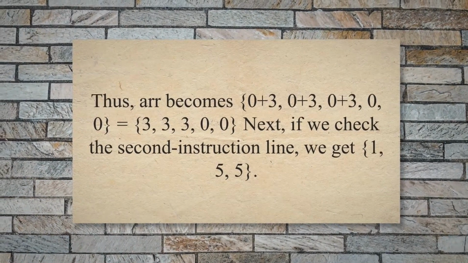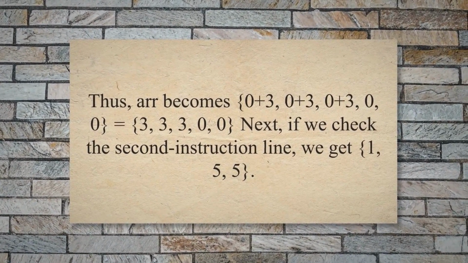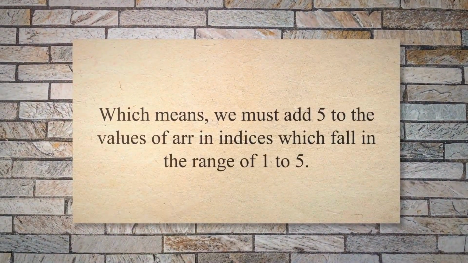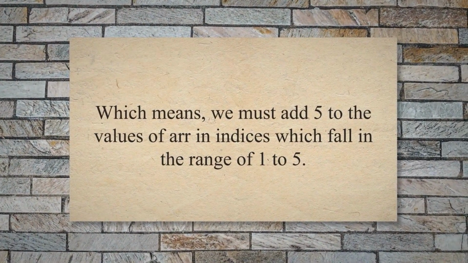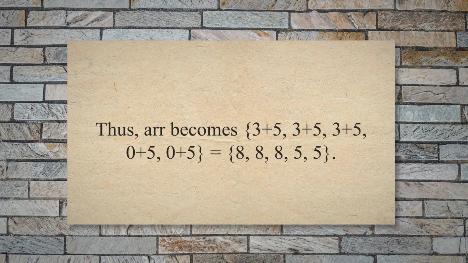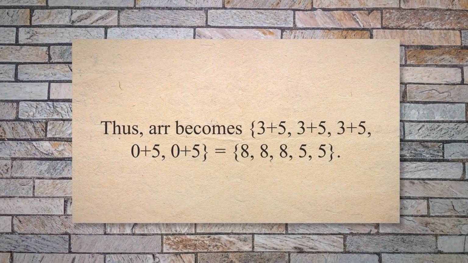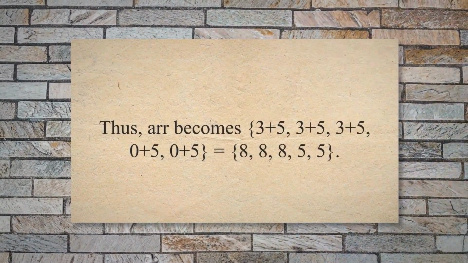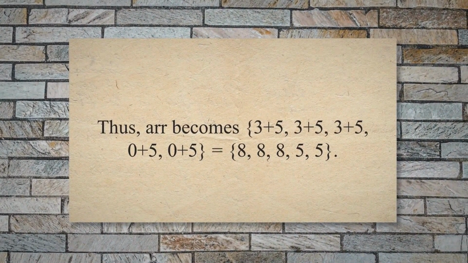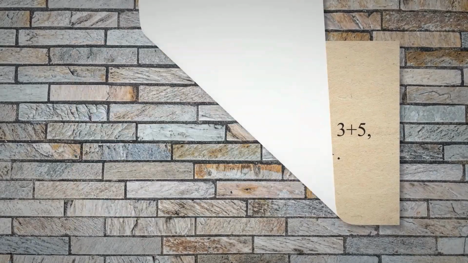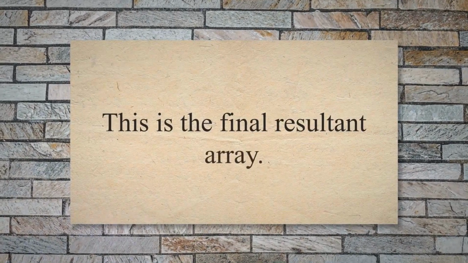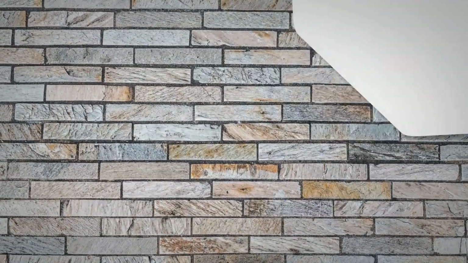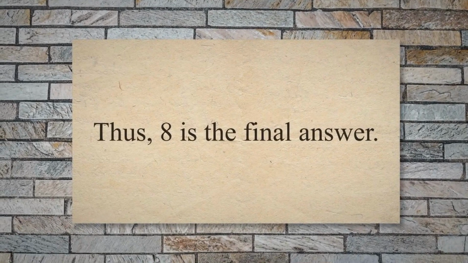Next, if we check the second instruction line, we get 1, 5, 5. Which means, we must add 5 to the values of our n indices, which fall in the range of 1 to 5. Thus, R becomes 3 plus 5, 3 plus 5, 3 plus 5, 0 plus 5, 0 plus 5, equals 8, 8, 8, 5, 5. This is the final resultant array. The largest value in the resultant array is 8. Thus, 8 is the final answer.